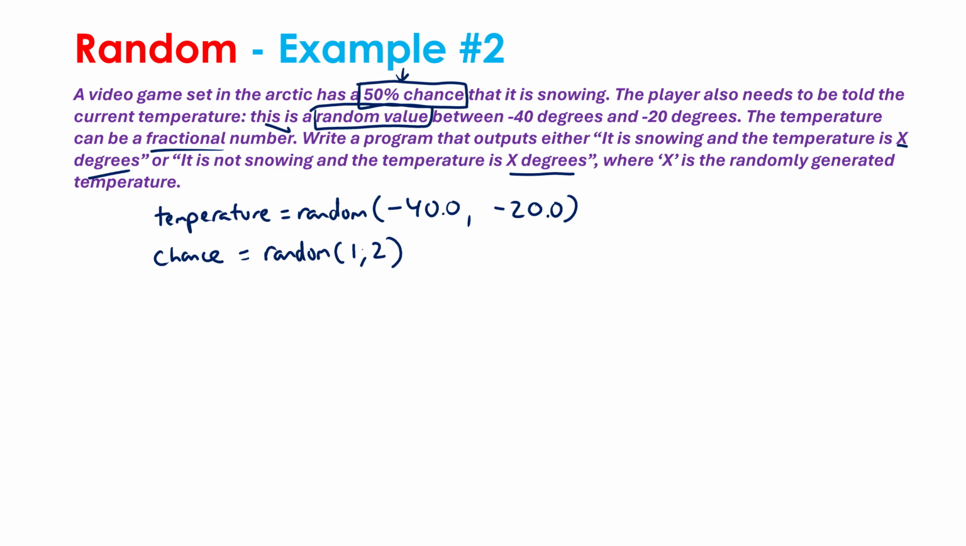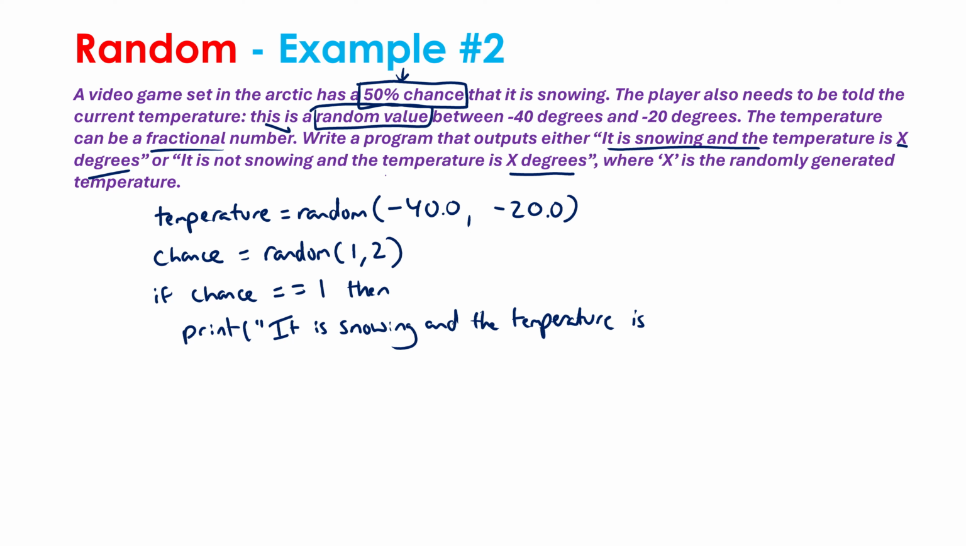Doesn't matter what these numbers are, because I can use this number in an if statement to see if it was snowing or not. Because, for example, if the chance was equal to 1, let's say that is representing the fact that it is snowing. If it was equal to 2, let's say it's representing the fact that it was not snowing. This is pretty common. It's not asking for a random number directly, but I have to generate a random number to simulate this other random event, in this case, a flip of a coin. So if it is chance equals 1, let's say it's snowing. So I'm going to output it is snowing and the temperature is X degrees.